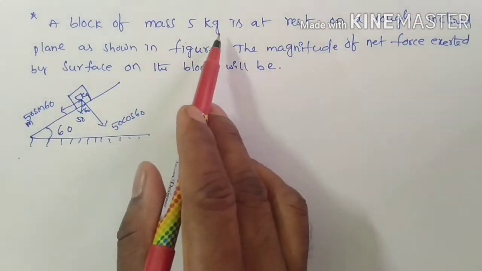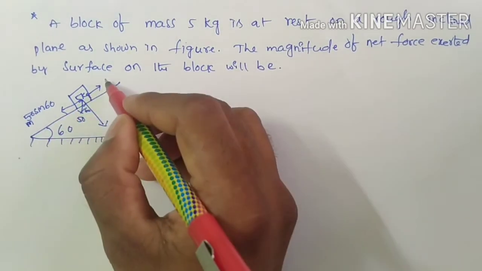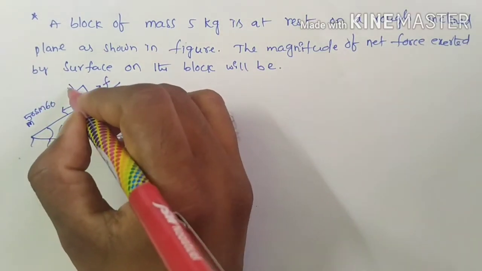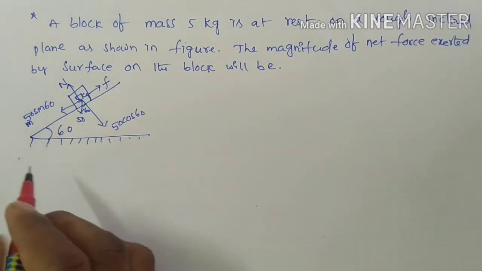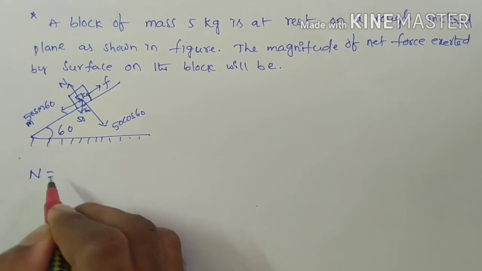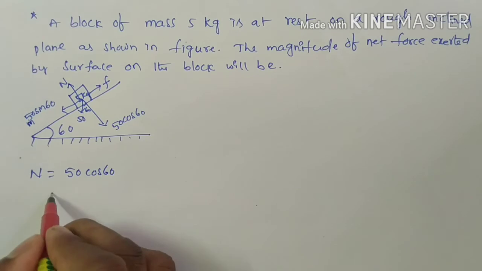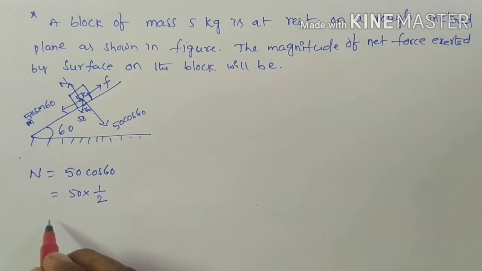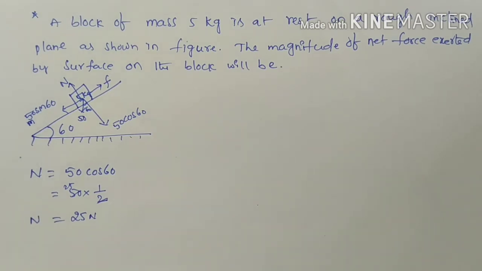So the block of mass 5 kg is at rest. That means the downward force is balanced by the upward force, that is equal to the frictional force, and this can be resolved into a normal force acting in the upward direction. From this diagram I conclude that N is equal to 50 cos 60 degrees. That means 50 into cos 60. Cos 60 is equal to 1/2, so that is 25 newtons. So the normal reaction is equal to 25 newtons.